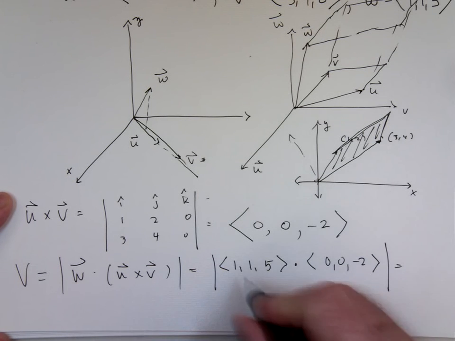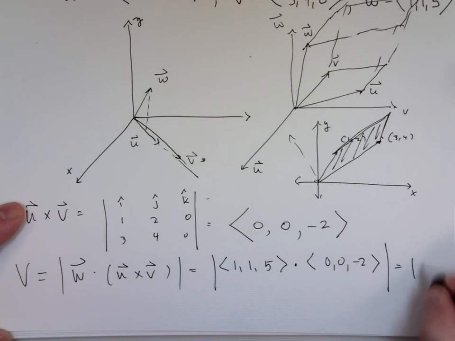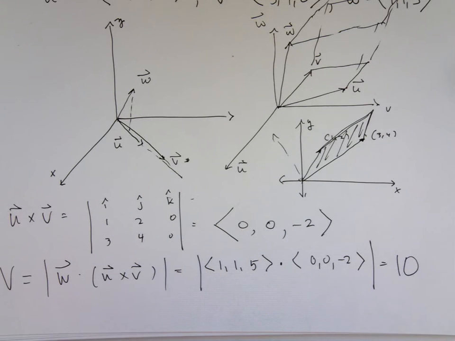0 plus 0, that's negative 10, absolute value is, and you get 10. 10 is correct. But I do want to point this out. 10 is right. Any questions on that?